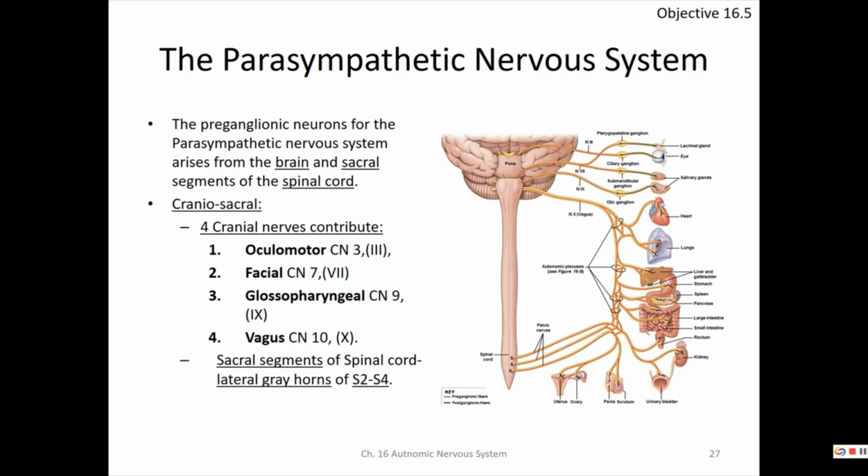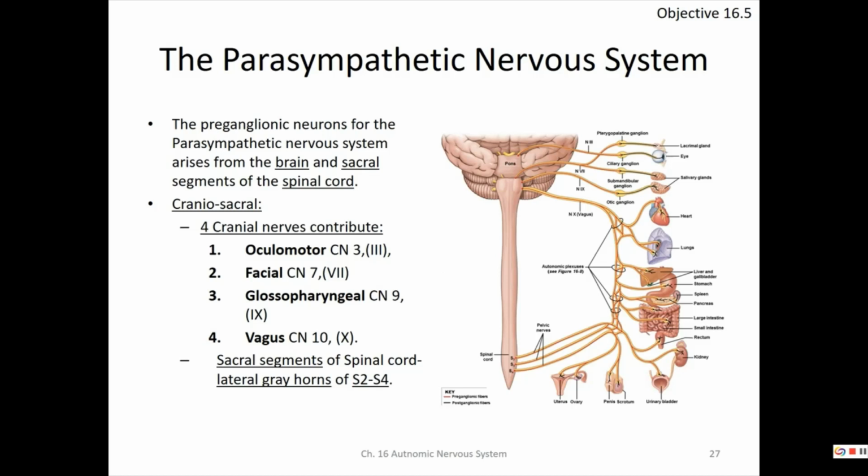Okay. Now, the parasympathetic division, we know, is craniosacral with long preganglionic neurons and short postganglionic neurons. Now, we know that it comes from S2 to S4 regions of the spinal cord, the sacral segments. There are lateral gray horns at S2 to S4. Now, we do know it's cranial, but what nerves? 3, 7, 9, and 10.